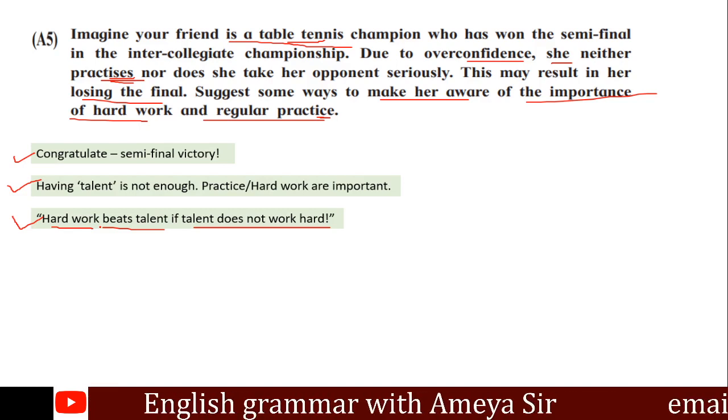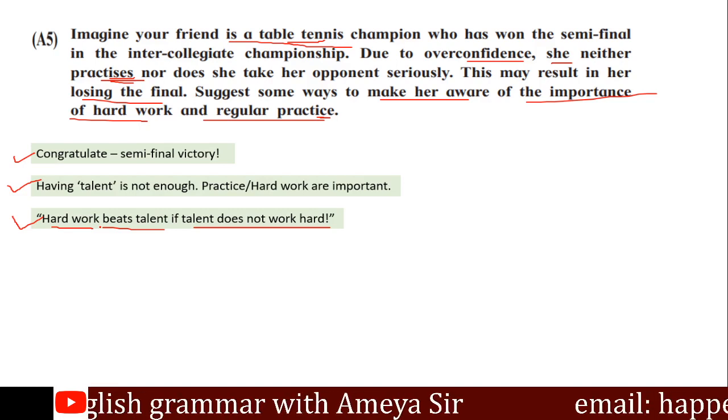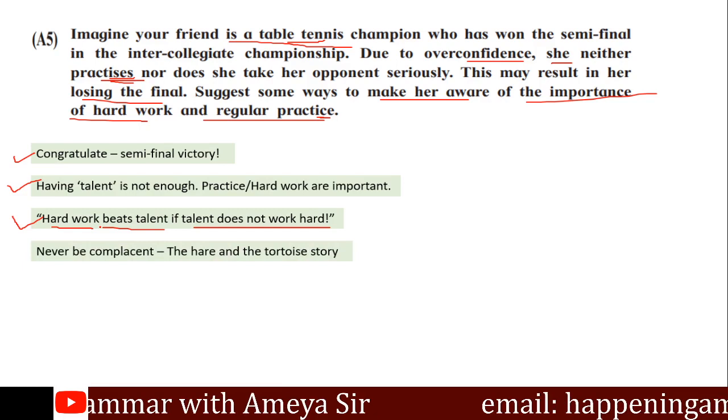So someone who does hard work may not be as talented as you, but if he works hard, then hard work can beat talent. It's a very nice line to remember.